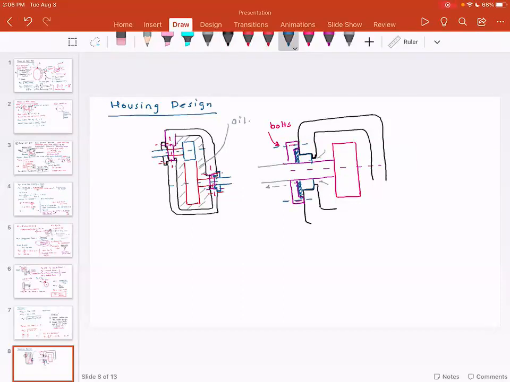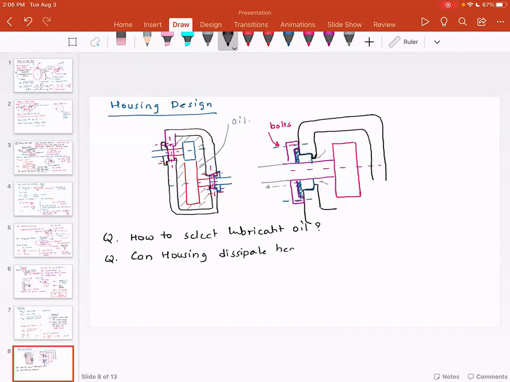But one important consideration here is, and let me pose this question: how to select lubricant oil, and can the housing dissipate heat?